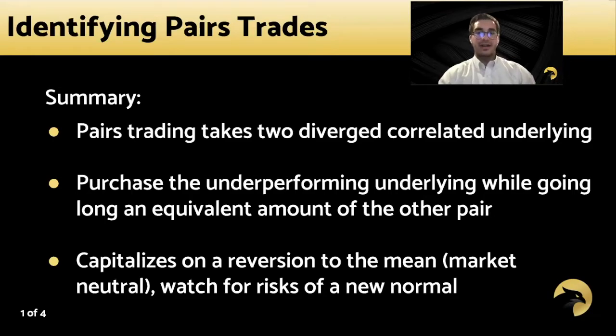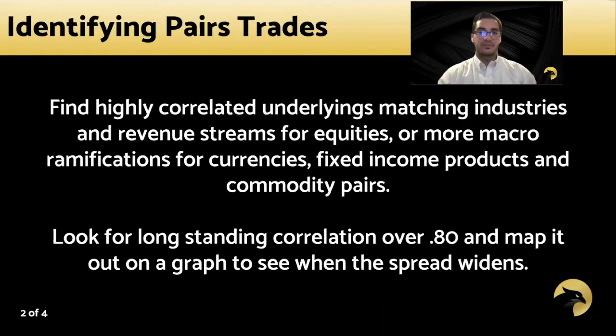Now, how to identify such an opportunity? It is imperative that you find highly correlated underlyings that make sense to be paired together. Matching industries and revenue streams for equities often is a good qualifier. For currencies, fixed income products, and commodities, matching macro ramifications or similar supply and demand dynamics can work well.